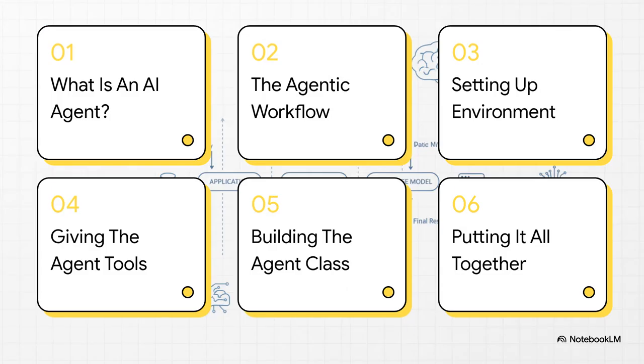All right, so here's our roadmap for today. First, we'll start with the absolute basics. What even is an AI agent? How is it different from a regular chatbot? Then we'll map out the agentic workflow. This is the fundamental communication pattern that makes everything tick. After that, we get our hands dirty. We'll set up our environment, create some custom tools for our agent, build the agent class itself, the real engine, and then we'll put it all together for a live demo.